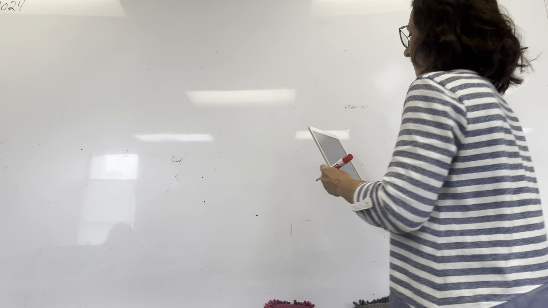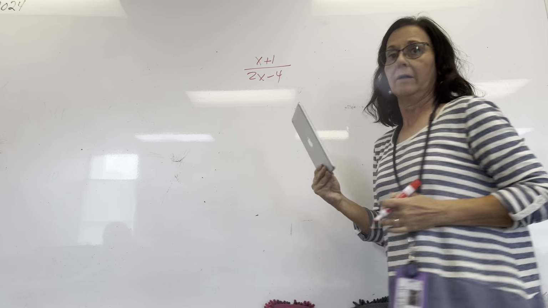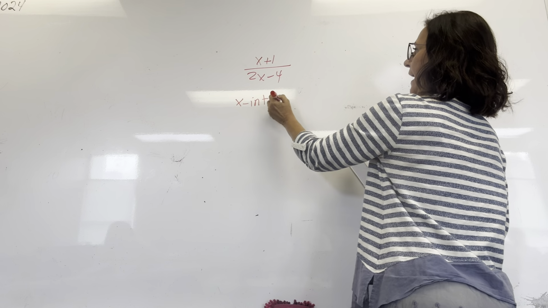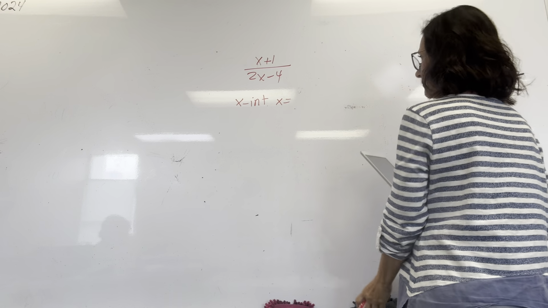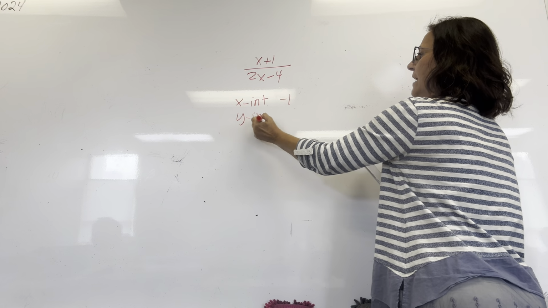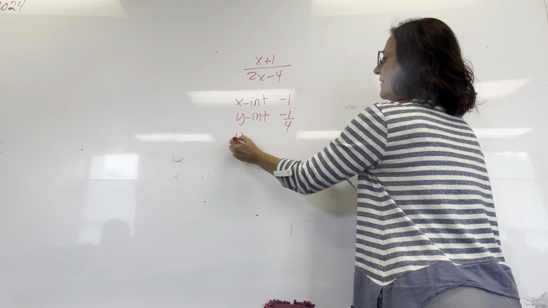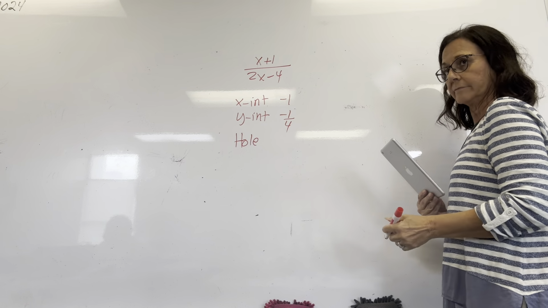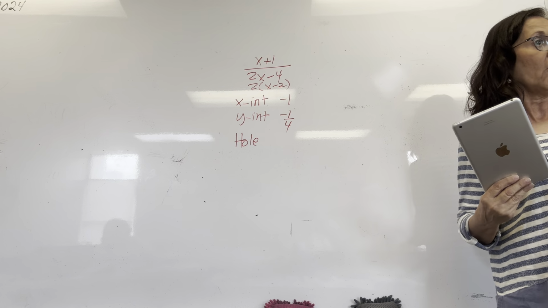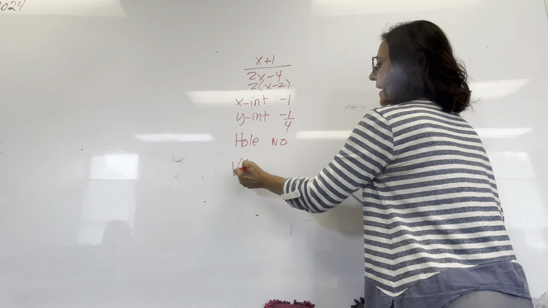All right. We have (x plus 1) over (2x minus 4). Do we have an x-intercept? Yes. At x equals what? Negative 1. Do we have a y-intercept? Yes, negative 1/4. Do we have a hole in the graph? That'd be 2 times (x minus 2). I always factor the denominator and the numerator. So no hole.